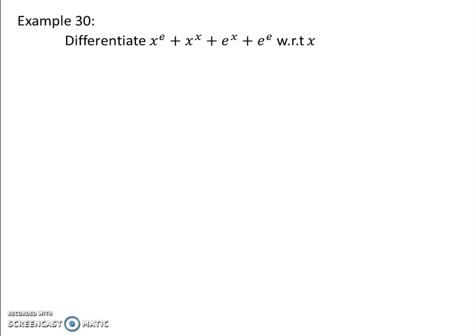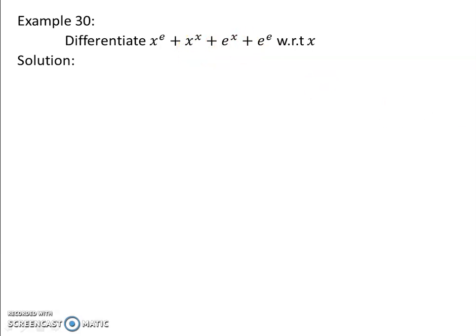Differentiate x raised to e plus x raised to x plus e raised to x plus e raised to e with respect to x. Now clearly this is a problem of addition of functions, but if you observe the terms, we can find the derivative of x raised to e easily using the x raised to n formula. e raised to x gives e raised to x, and e raised to e is a constant, so its derivative is 0. Now the remaining term is x raised to x. To find the derivative of x raised to x, we have to use logarithm.